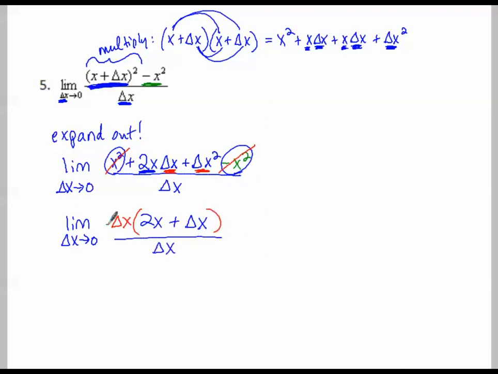And there you see, again, those factor out. I got rid of the bad 0 denominator. Now I can try direct substitution. 2x plus 0, because remember delta x goes to 0. And that's right, our answer is going to have x in it. The answer is 2x. Done.